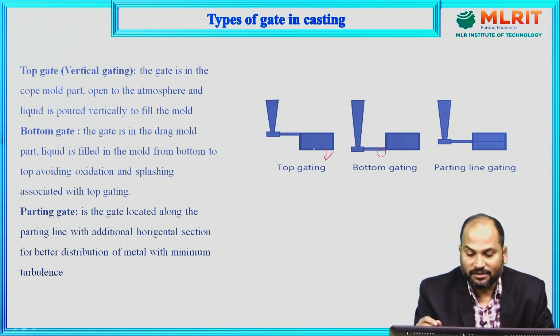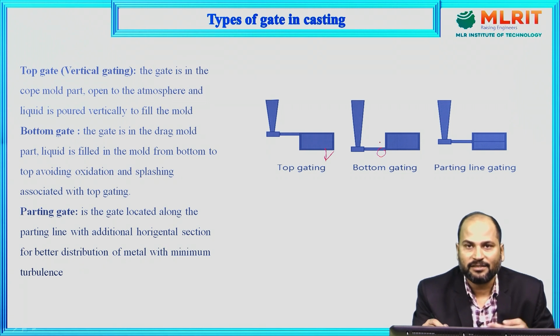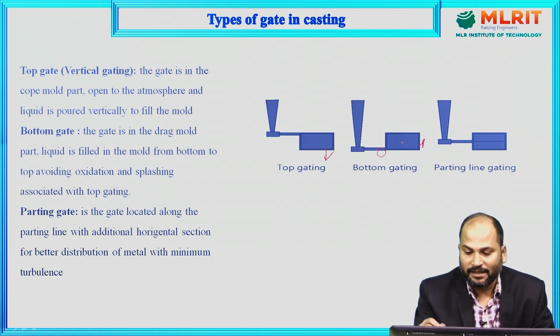But these things are not there in bottom gating. Here the point through which liquid enters the mold cavity is at the bottom of the mold cavity. Slowly the metal goes up and fills the mold cavity. Here the metal is not falling because of gravity, so it will not exert a high amount of force on the mold cavity. So the chances of erosion and turbulence are almost negligible in this case.